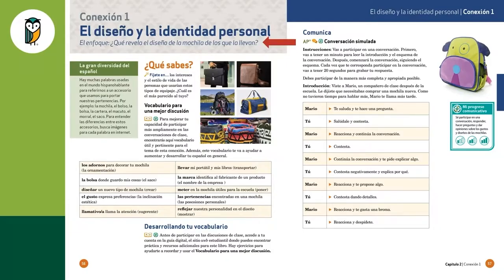Main sections of each conexión are indicated by the orange font, and note the 3 components are similar to a KWL chart. ¿Qué sabes? What do you know? Is the first one. Students immediately use the new vocabulary to communicate about the theme.